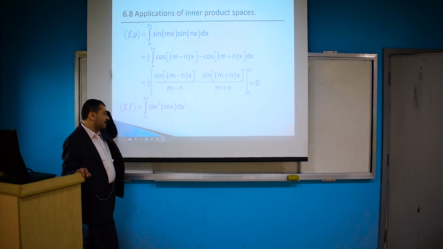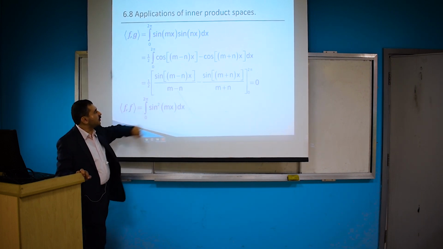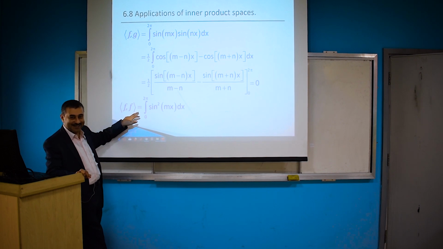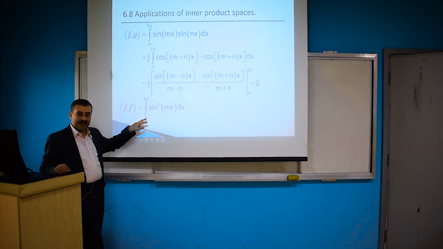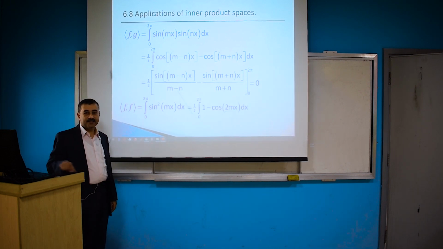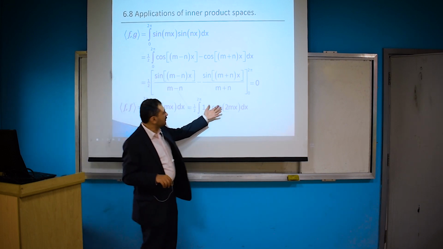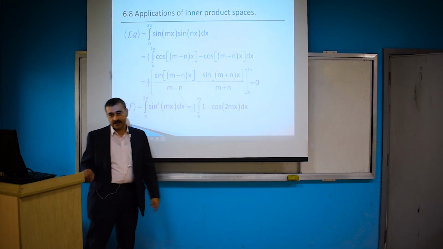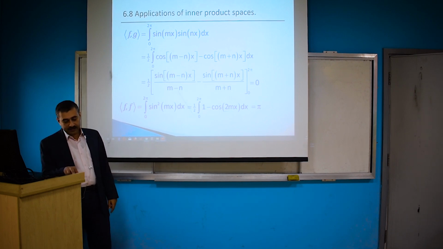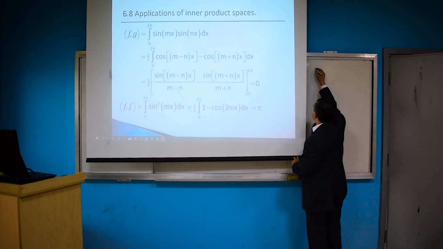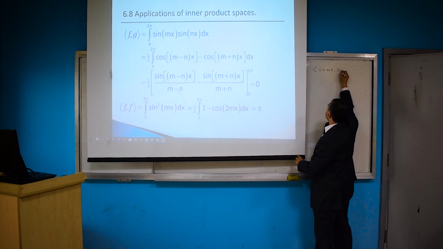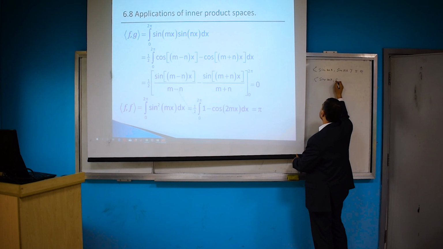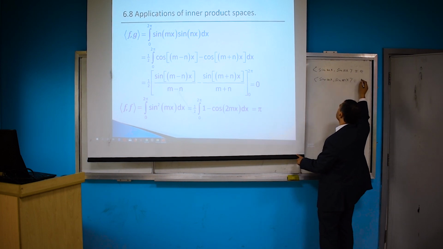Length of sine mx, length squared, which is the inner product, integral of sine squared from 0 to 2 pi. Again, using the identities, this can be written as... Okay, right? And then integrate: sine at 2 pi and 0 gives 0, so that term gives zero. What does the remaining term give? It gives pi. So the integral, the inner product of sin mx and sin nx, equals 0, and the length of sin mx with itself comes out to pi. Okay?